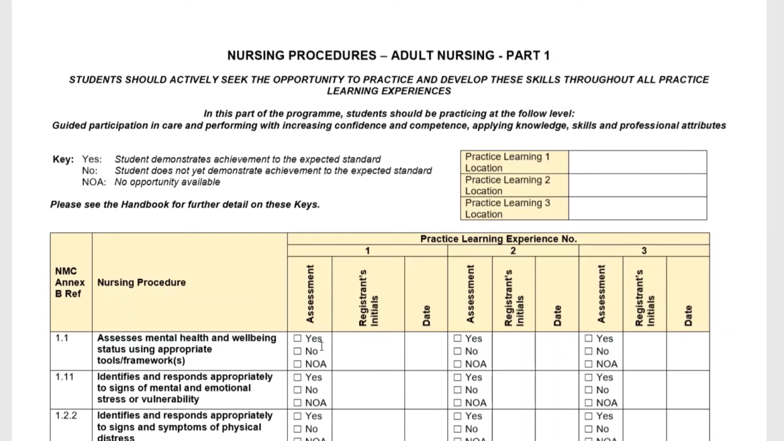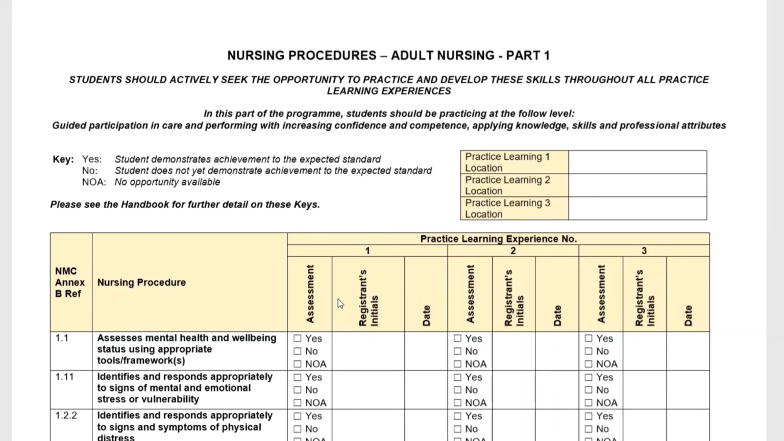And so it's a yes, no, or no opportunity available. If you're ticking a yes, you are saying that the student has demonstrated their achievement in this nursing procedure to the expected standard. If you're saying no, then the student has performed it but has not performed it to the expected standard. And if you're saying no opportunity available, that means that there was no way that you could simulate or undertake that procedure in that environment, and so it was not possible to make an assessment of the student's abilities in that regard. Simulation, etc. must be considered before no opportunity available is ticked off.